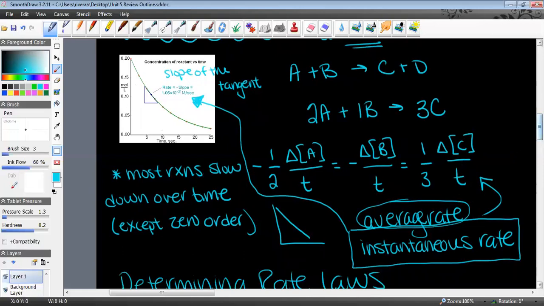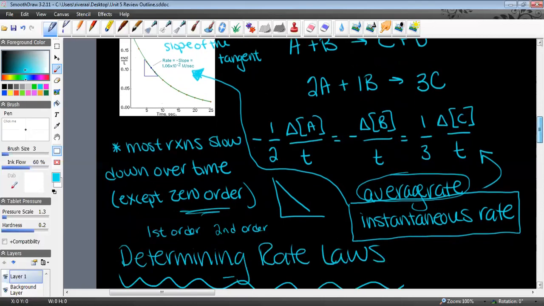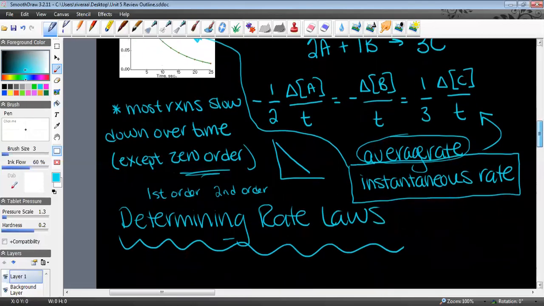Okie dokie. Let's talk about how we determine rate laws. So what I was referring to here, this whole idea that concentration can affect the rate, how much? Like how much does concentration affect the rate? If it doesn't affect the rate at all, we say that the reaction is zero order. If it affects the rate a little bit, then we call it first order. And if it affects the rate a lot, we call it second order, and so on and so forth. So these reaction orders are a measure of how much the concentration affects the rate. And we call that the rate law, okay?